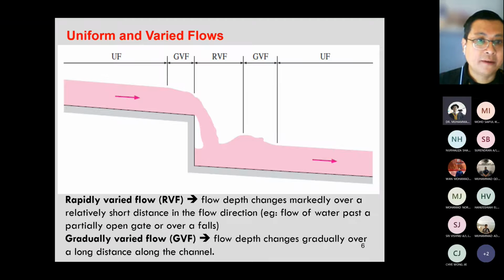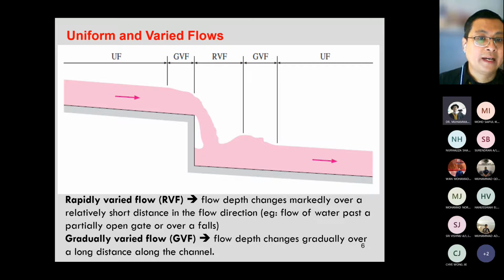Okay, we can see here open channel with a variety of uniform and also non-uniform flow conditions. In the part of the UF, it is a uniform flow. It means no change in the velocity and also in the channel shape, roughness, and depth of the fluid itself. So we can consider it as a uniform flow.